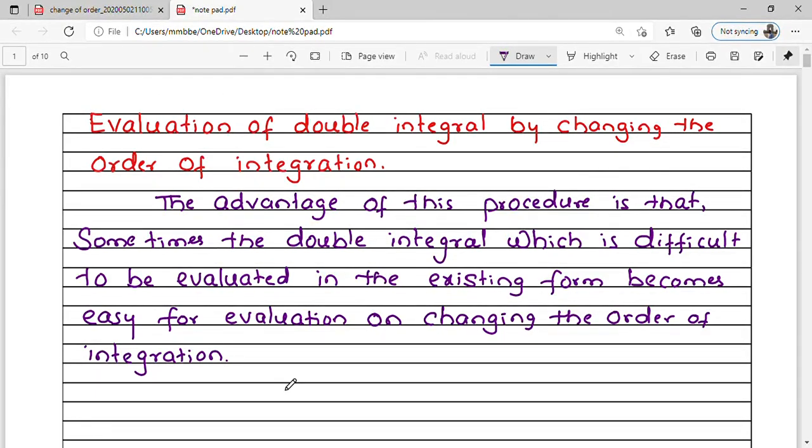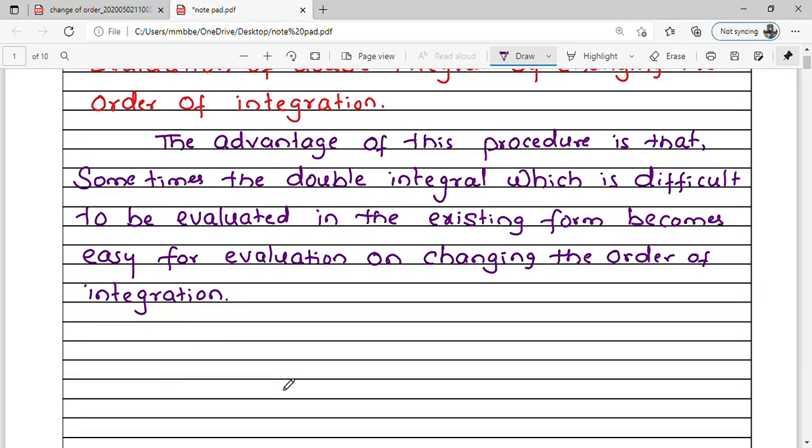Today we are discussing evaluation of double integral by changing the order of integration. The advantage of this procedure is that sometimes the double integral which is difficult to evaluate in the existing form becomes easy for evaluation. So on changing the order of integration we can solve.